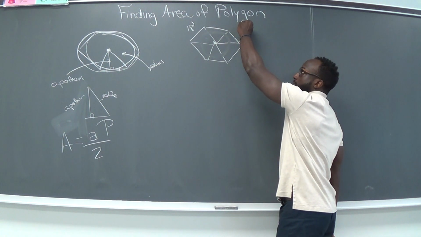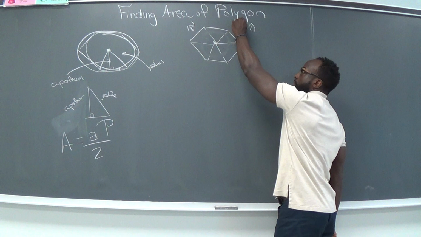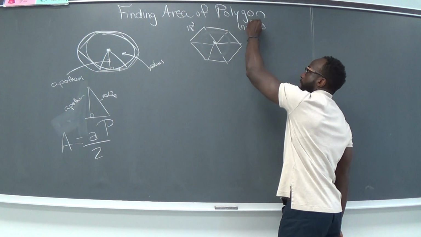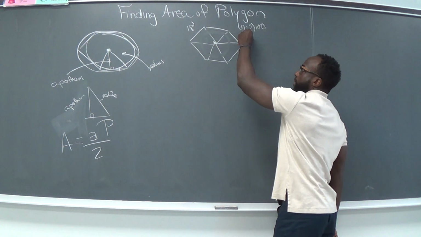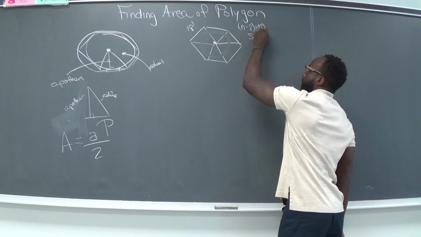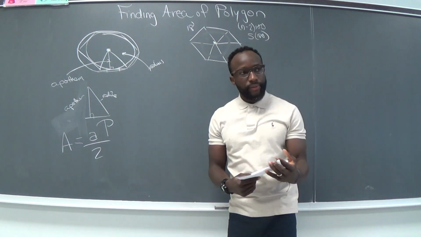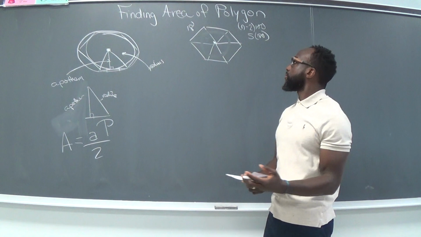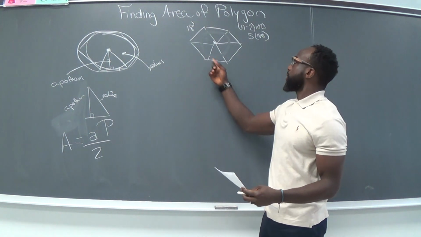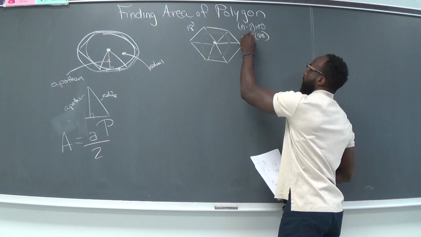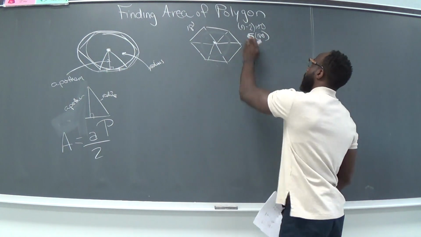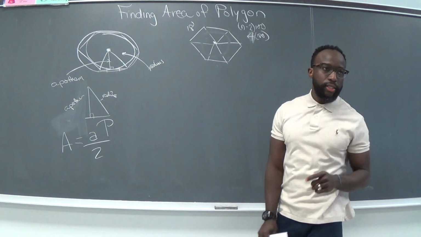N minus 2 times 180, right? So this is 6 sides minus 2, so it's 5 times 180. 5 times 180 is what? With 6 minus 2, how many sides is it? 6? So it's 6 times 180. Good catch. No, 4. 4, right. 4, which is what?